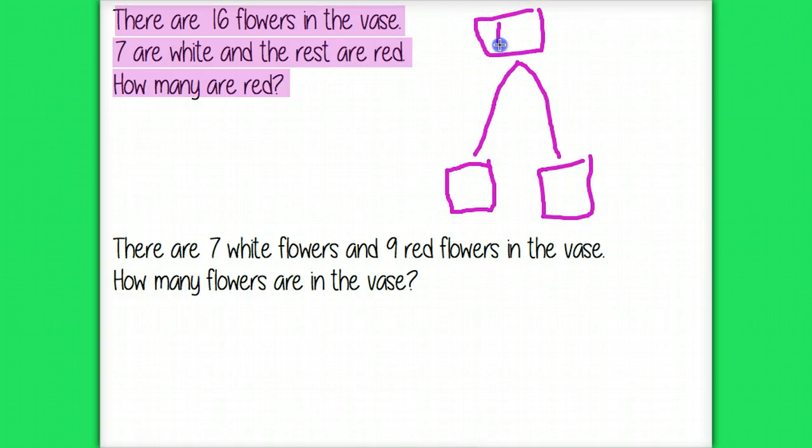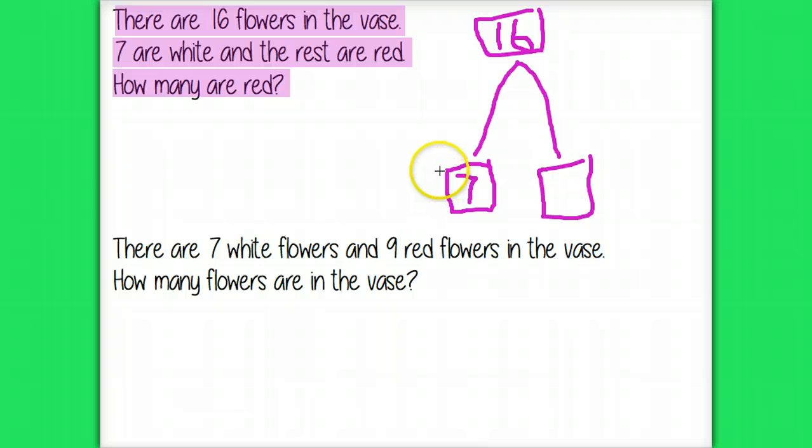Exactly. 16 is my total number of flowers in the vase. So I'm going to put that at the top of my mountain, because the total always goes at the top, right? The biggest number needs to be at the tippy top of our mountain. Now, what else do I know about the flowers? Awesome. I know that 7 are white, so I'm going to put 7 down here. What don't I know? Yeah, I don't know how many are red, but I'm about to figure it out, okay?